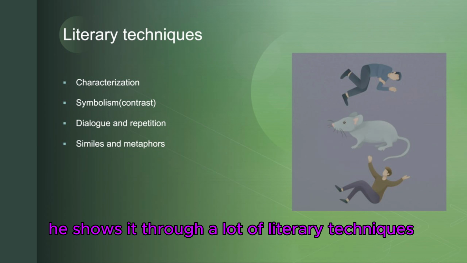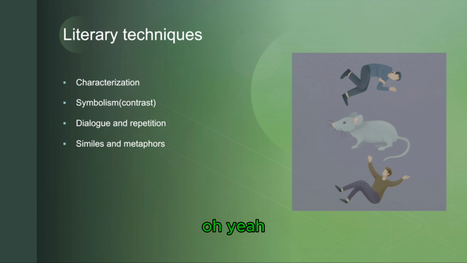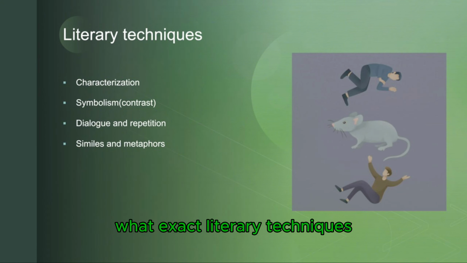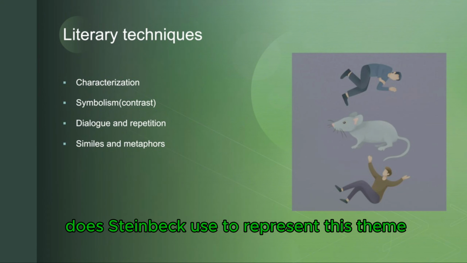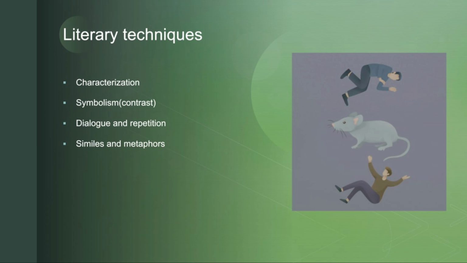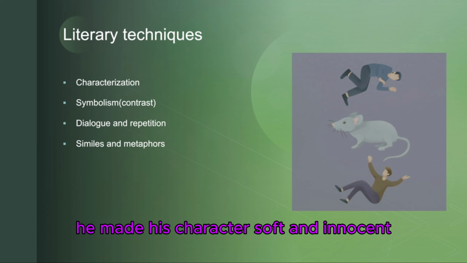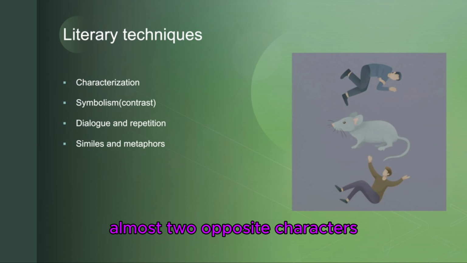He shows it through a lot of literary techniques that help us see the tension and differences between nature versus nurture. Oh, yeah, you mentioned it before, literary techniques. What exact literary techniques does Steinbeck use to represent this theme? First of all, he uses characterization. When creating the character Lennie, he made him soft and innocent, but made George harsh and protective, almost two opposite characters.